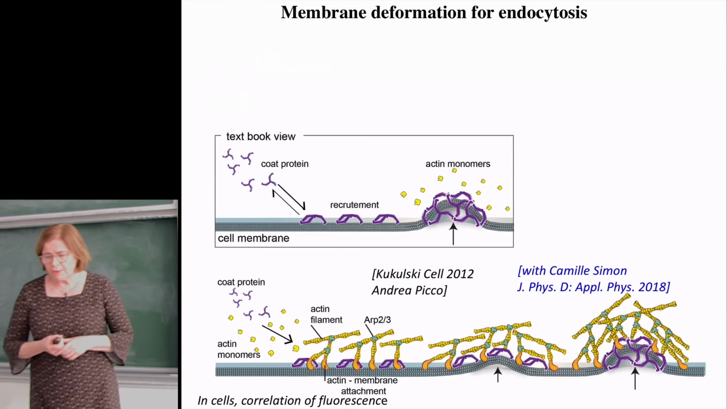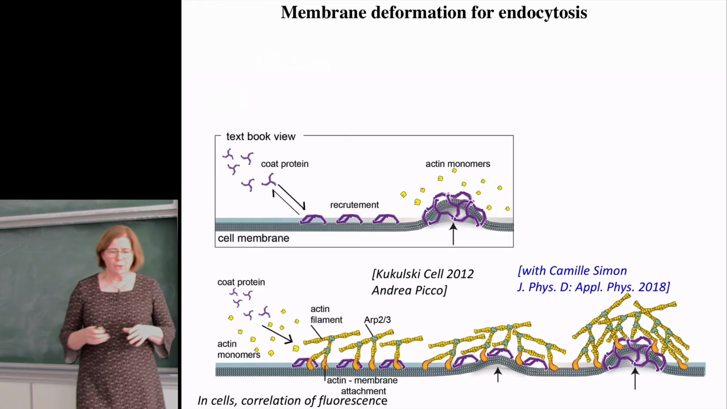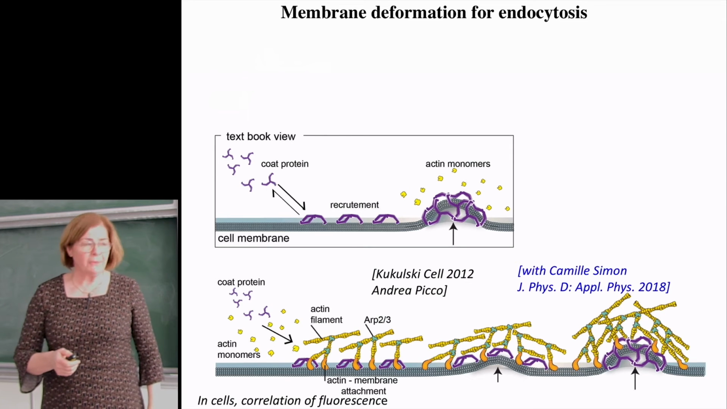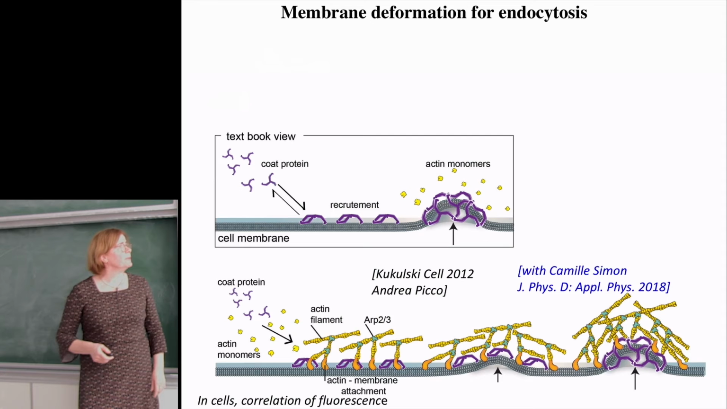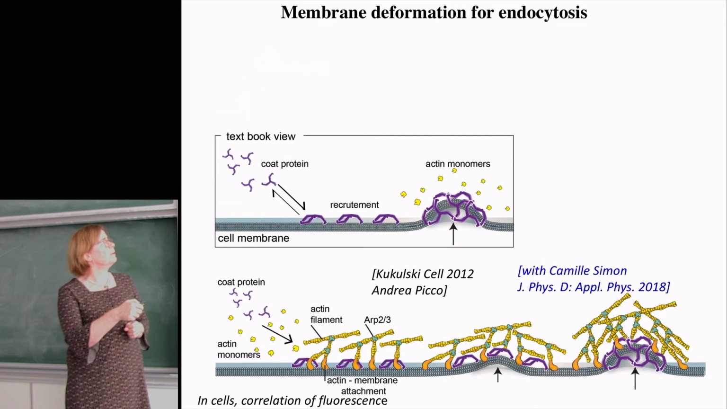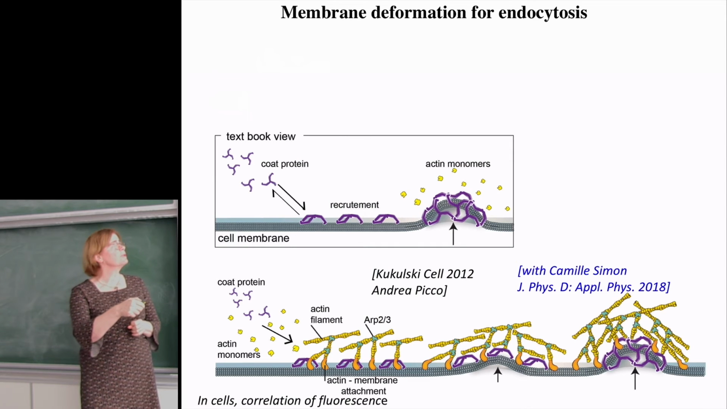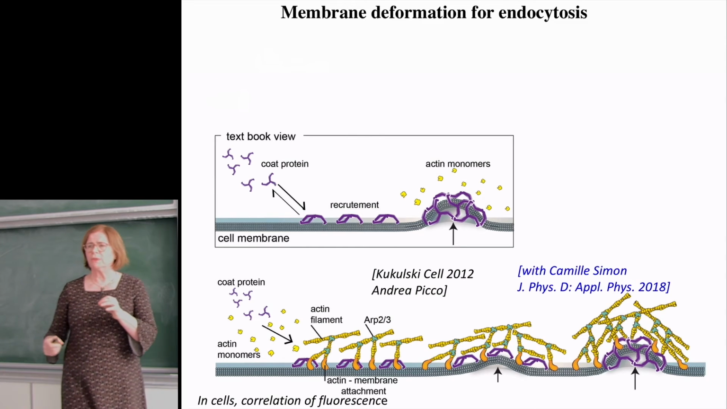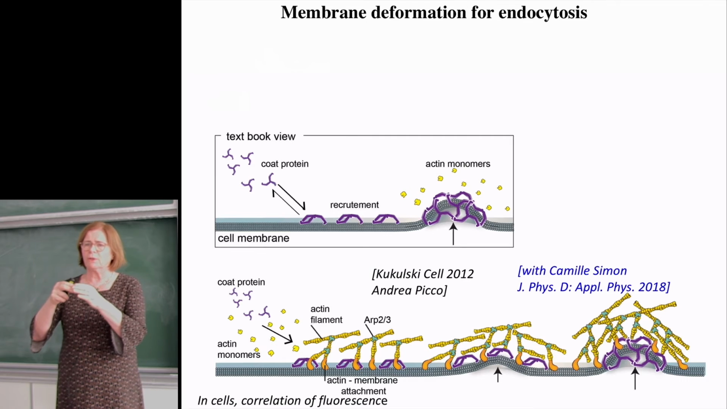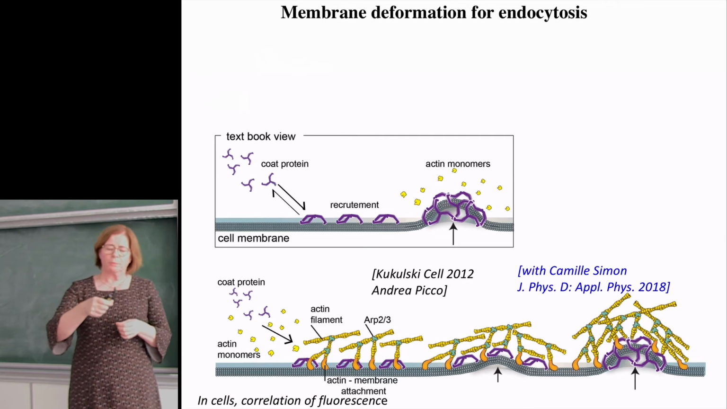So this result arrived in a sort of dogmatic time in membrane deformation, because the textbook view of how membranes deform in a cell was, and still is for some people, that to deform the membrane, you need curvature proteins that assemble and generate a curvature, and only at that time does actin start to polymerize.